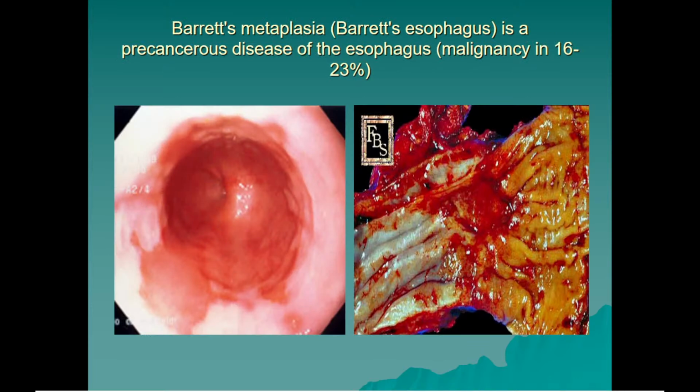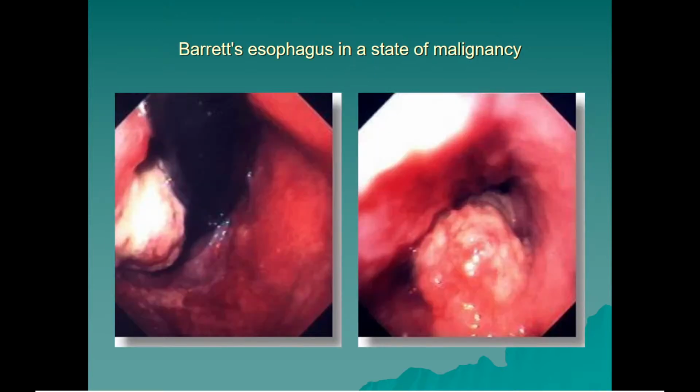Barrett's metaplasia, Barrett's esophagus, as we said, is a precancerous disease of the esophagus. Malignancy occurs in 16 to 23% of all cases of esophageal cancer. Barrett's esophagus in a state of malignancy.